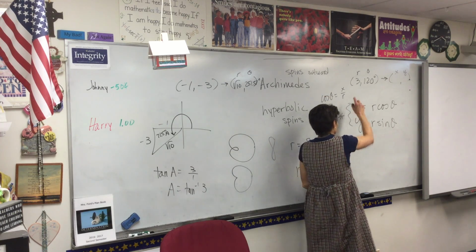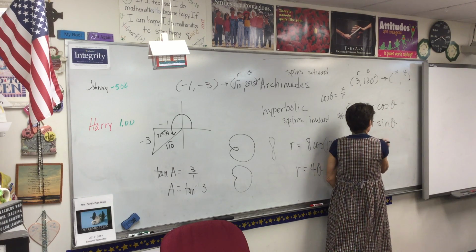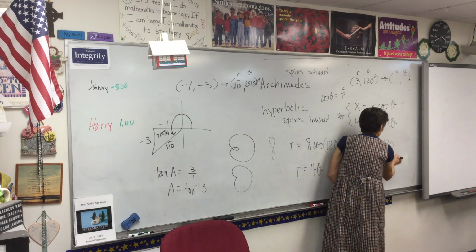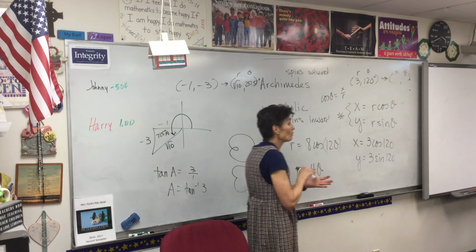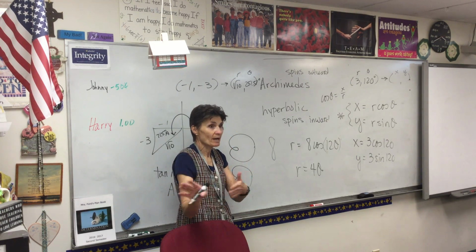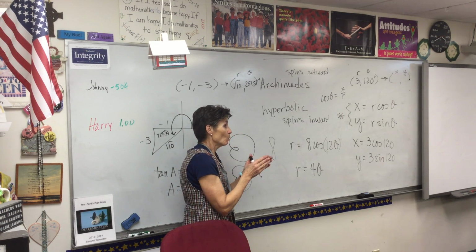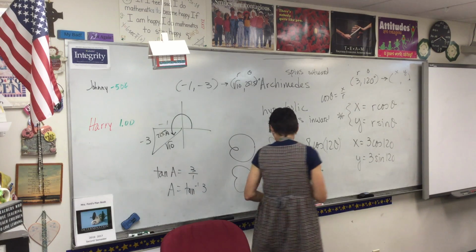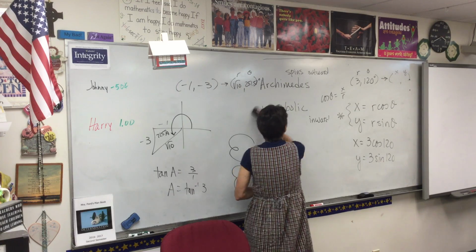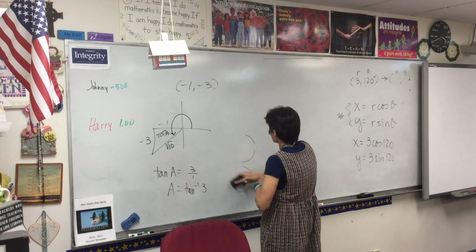Okay, so I'm finding x and y, so x is going to be 3 cosine 120, and y is going to be 3 sine 120. Now, if I were allowed to use a calculator, I would just type in 3 cosine 120, 3 sine 120. But 120 is special. We can't forget how to deal with the special angles. So we're going to go through that again, and you may have something else you have to spend some time reviewing.